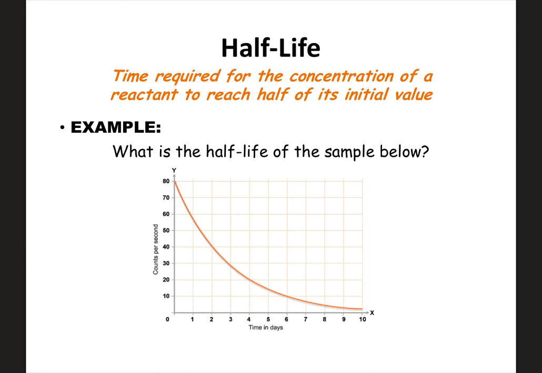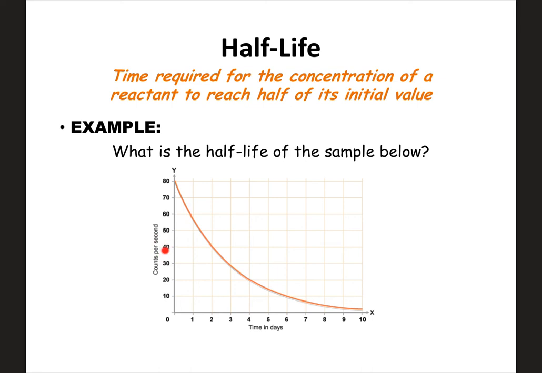In this particular example, you're actually given a graph, given data, and you could be expected to have to do something like this. And it wants to know what is the half-life of the sample below. All right, so if you look at this here, we can see that at time 0, it says counts per second of being 80. All right. So if I'm trying to figure out the half-life, if I can see how long it takes to get to half of that or 40, I can figure out the half-life here.